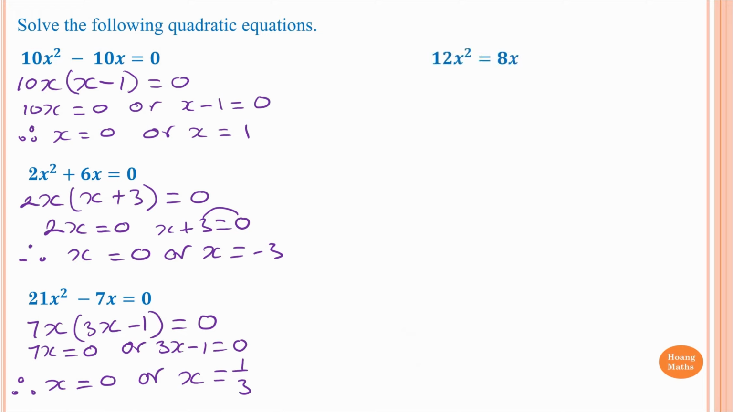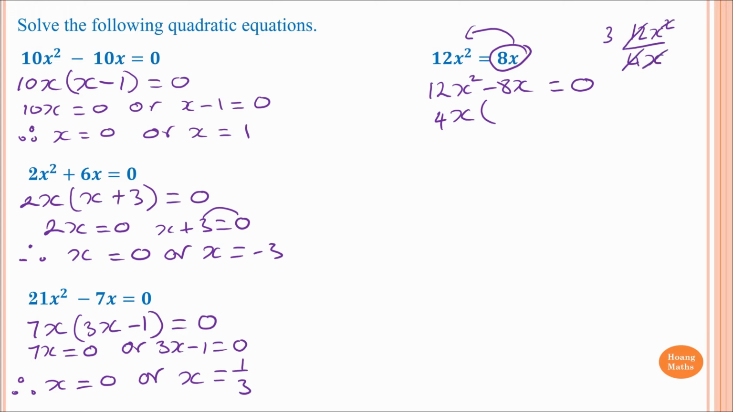Next one. 12x squared is equal to 8x. So what I do, I move this to the left first. So positive 8x moves over, becomes negative 8x. So I have 12x squared minus 8x is equal to 0. So what I do now, I take the common factor out. So 12 and 8, the common factor is 4. That's correct. So I take the 4 out. And then x squared and x, so I take the x out. So that gives me, now remember, 12x squared over 4x. So 12 divided by 4 is 3. X squared divided by x is x. So the answer is 3x.